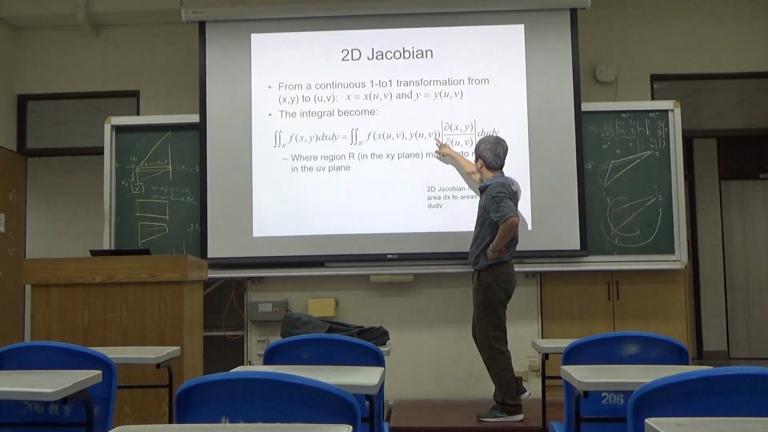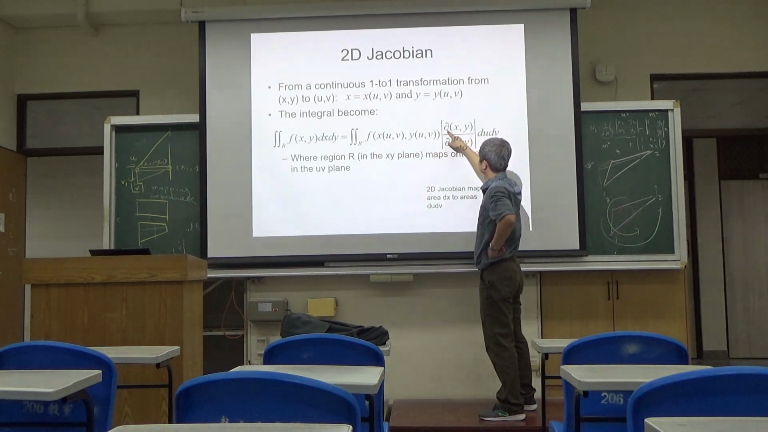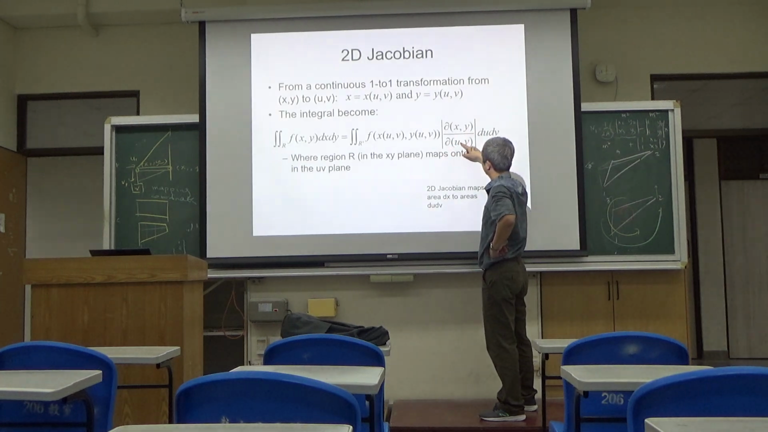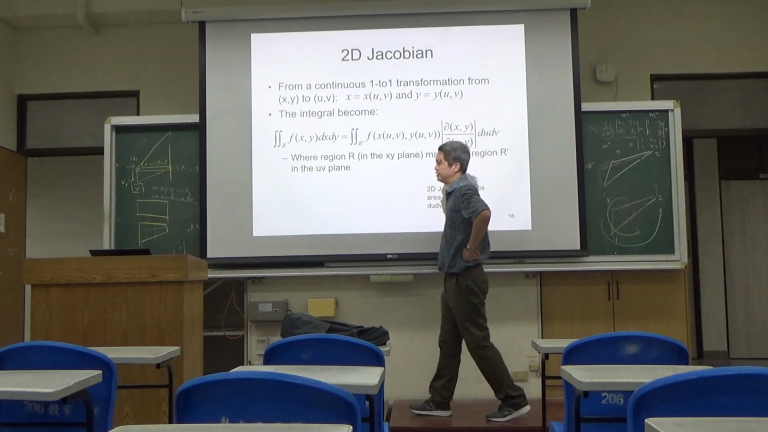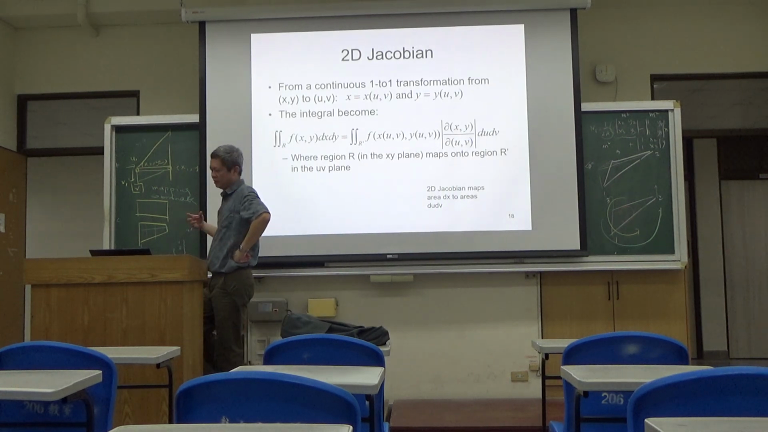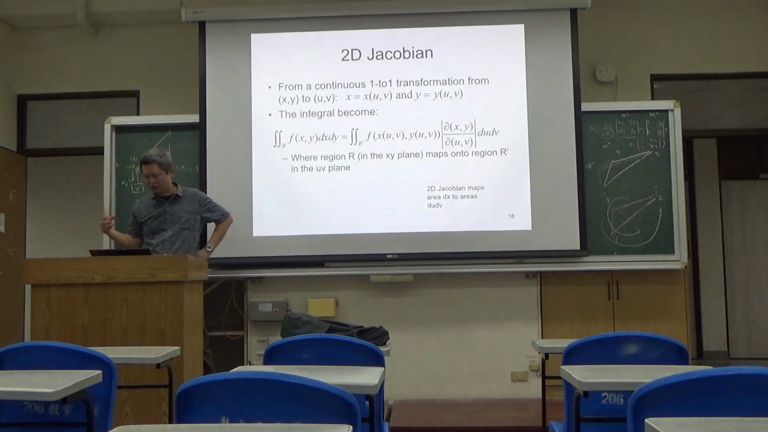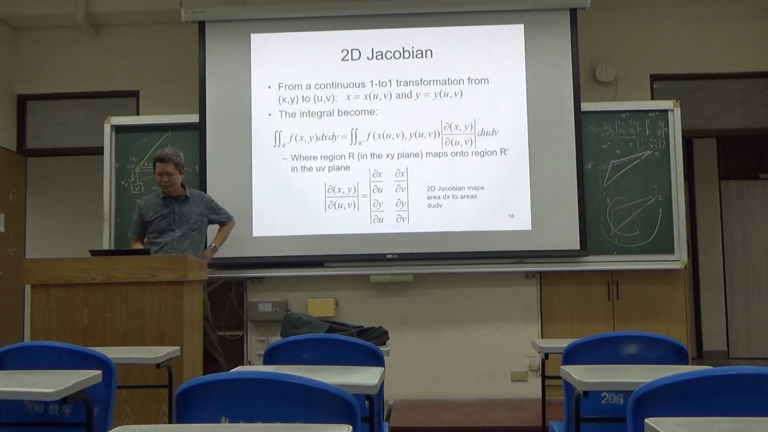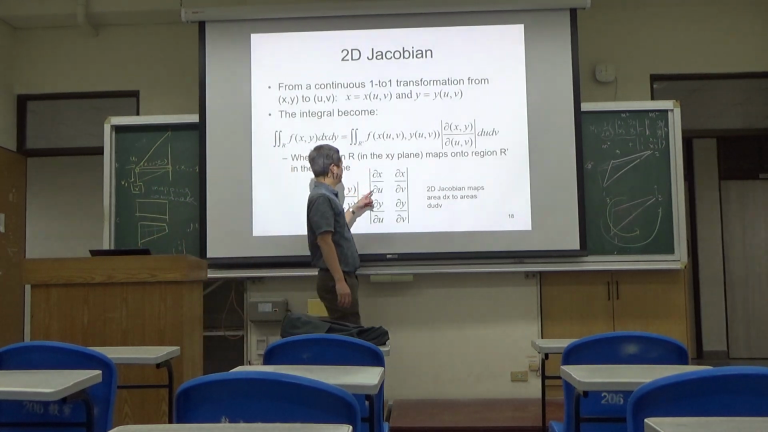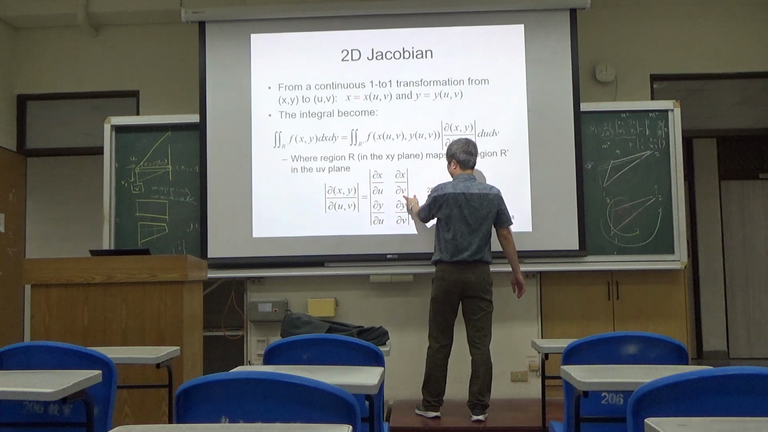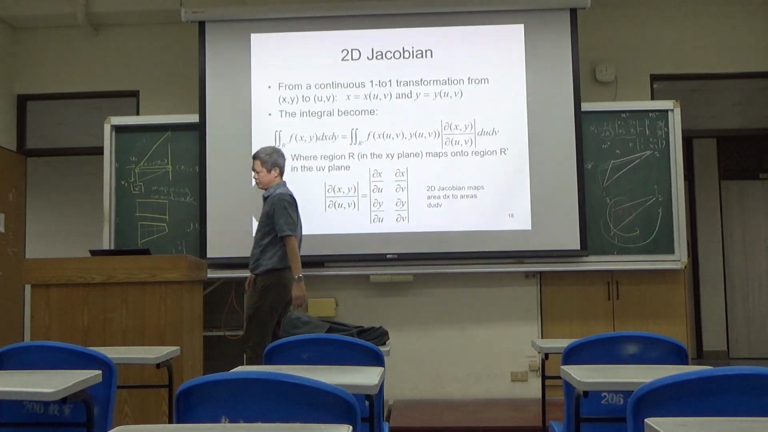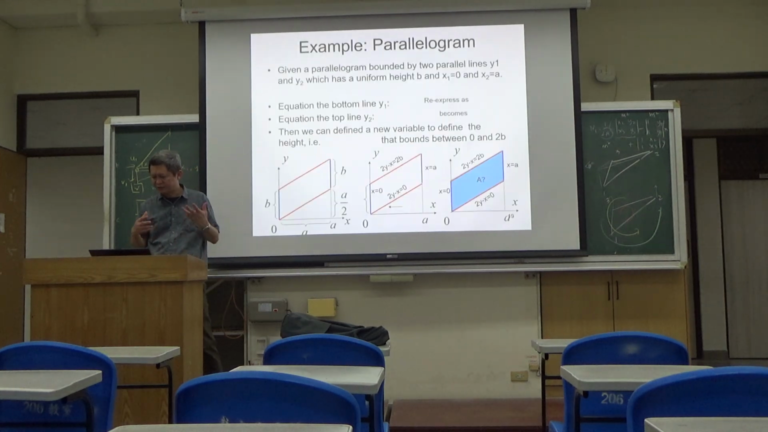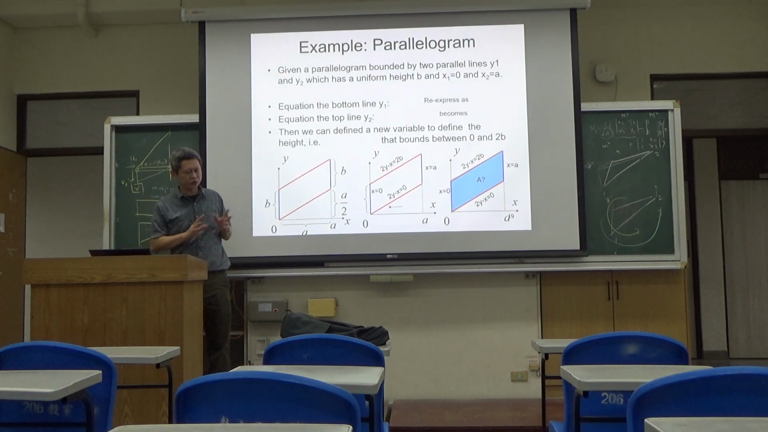This Jacobian is a chain rule. It is del xy over del uv. And the Jacobian is expressed in the matrix or determinant form, okay, as del x over del u, del x over del v, del y over del u, del y over del v. So what's the meaning here? The meaning is this Jacobian is indeed carried. Okay, let's take an example to show you.